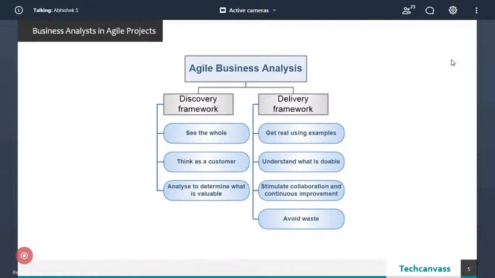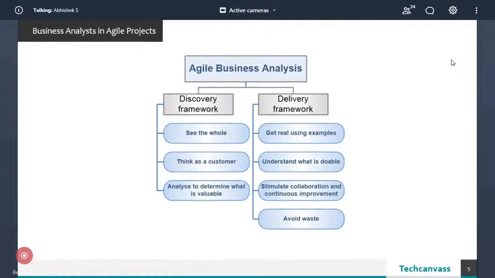But now that we're talking about agile, a business analyst's involvement is throughout, right from the discovery phase, when they're gathering the requirements, to the delivery phase, when the actual requirement is being built. So it's a continuous process. We've divided it into a discovery framework, which talks about the principles you should apply as a business analyst in the requirement gathering phase, and a delivery framework, which talks about the principles to follow when you interact with your team and explain the requirements to them.